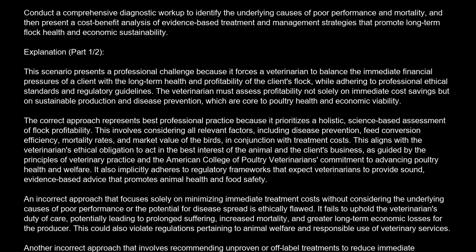The correct approach represents best professional practice because it prioritizes a holistic, science-based assessment of flock profitability. This involves considering all relevant factors, including disease prevention, feed conversion efficiency, mortality rates, and market value of the birds, in conjunction with treatment costs.